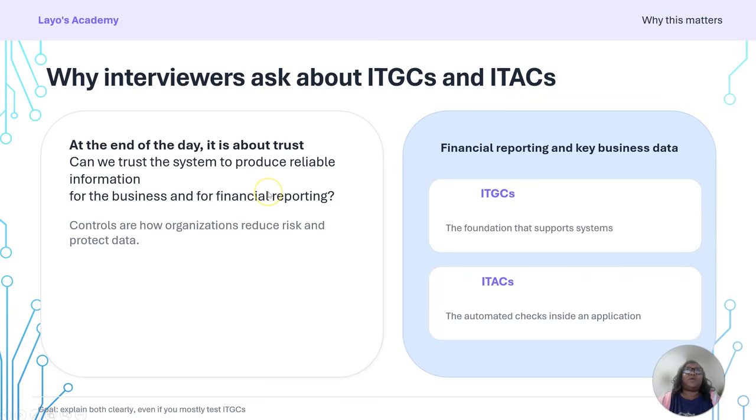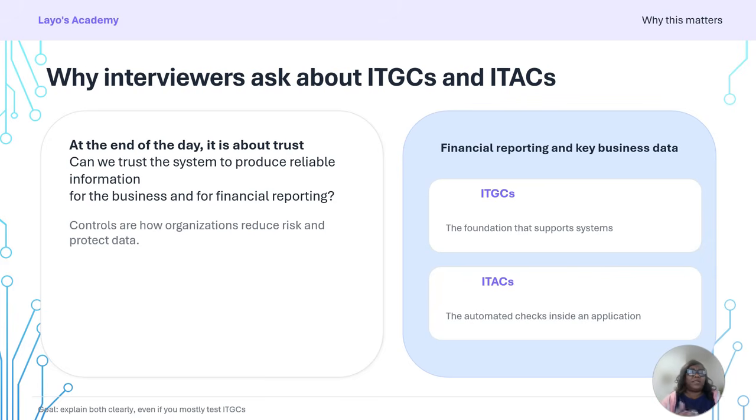Okay, why do interviewers ask about ITGCs and ITACs? At the end of the day, it is about trust. Can we trust the system to produce reliable information? Is the financial reporting data reliable for the business? Financial reporting and key business data rely on IT general controls, which are the foundations that support the system, like I explained, and ITACs are automated checks inside an application. And I'm sure by now, if you have been following me, you should know the definition of controls and the types of IT general controls, which I'm still going to explain in this video.